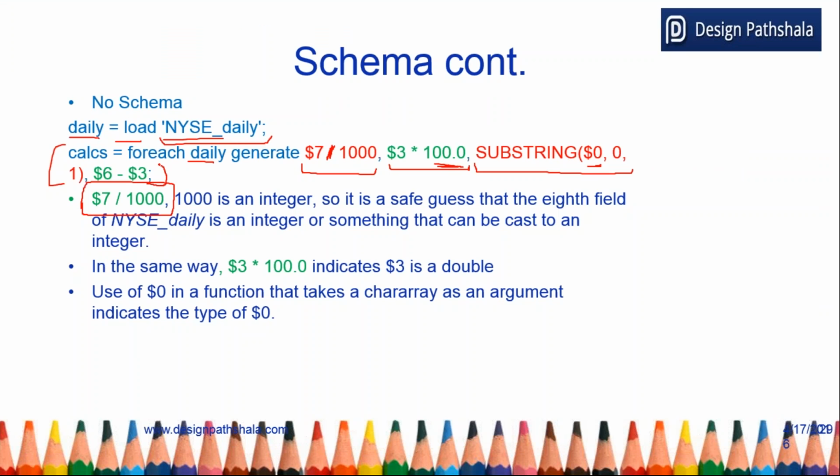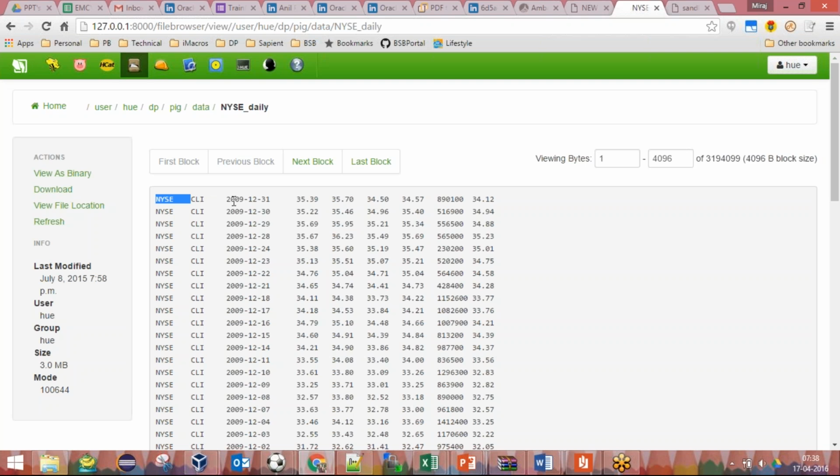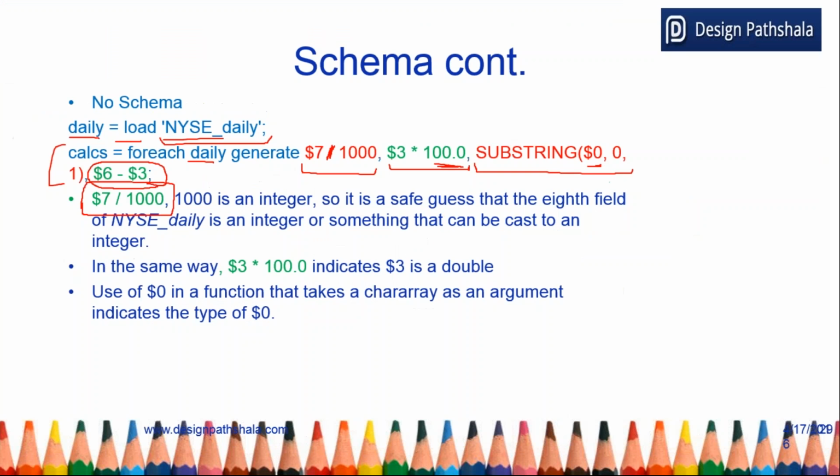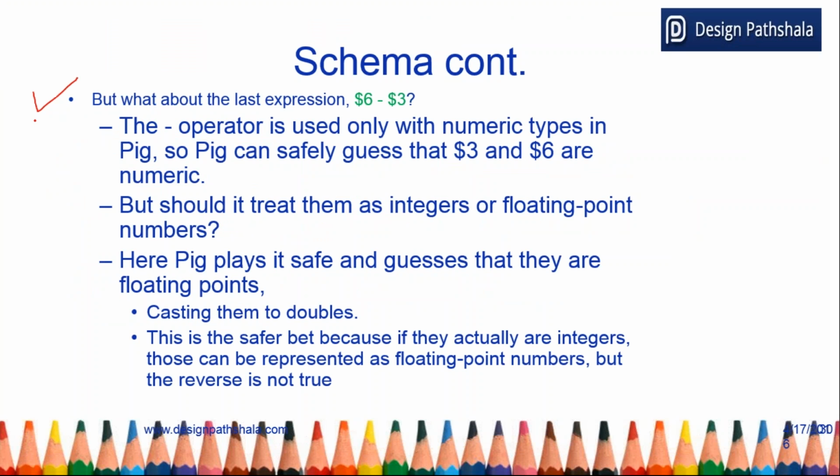Now I'm doing $6 minus $3. That is 7th column minus 4th column: first, second, third, fourth, fifth, sixth, 7th column minus 4th column. So now what will happen? Minus could have been applied on integer also, double also, floating point also. Now this guy will try to play safe. Because doubles and integers can fit in your floating points, it will try to typecast these columns to floating point and will try to do the processing for me.